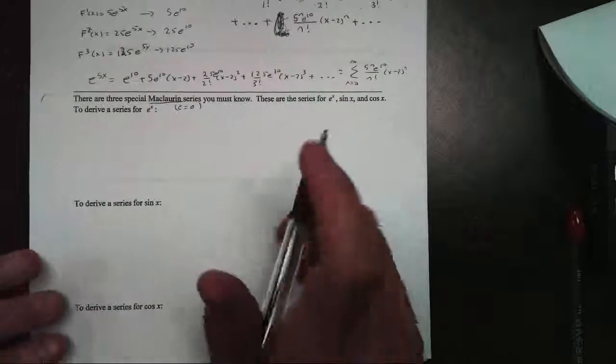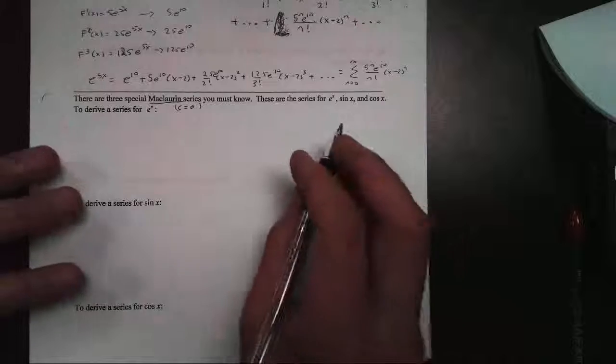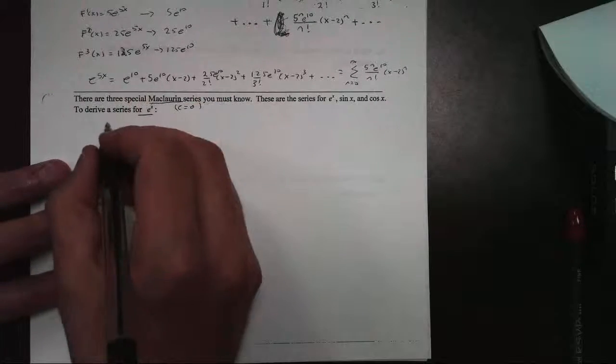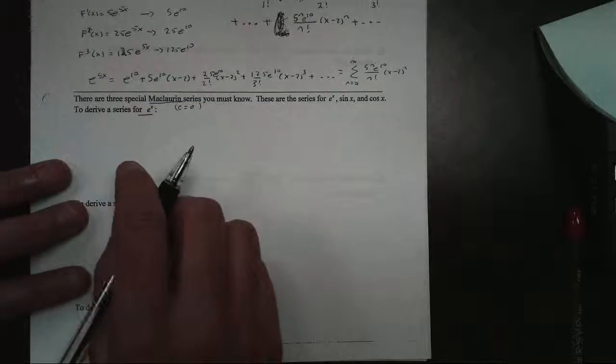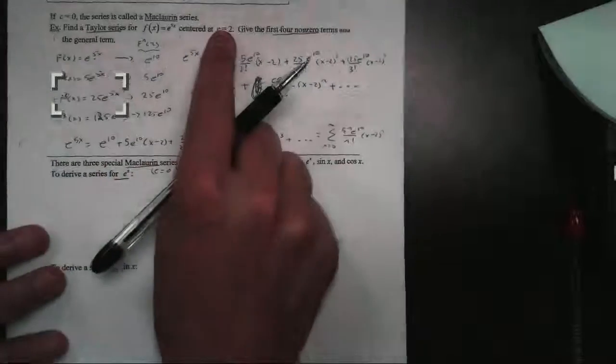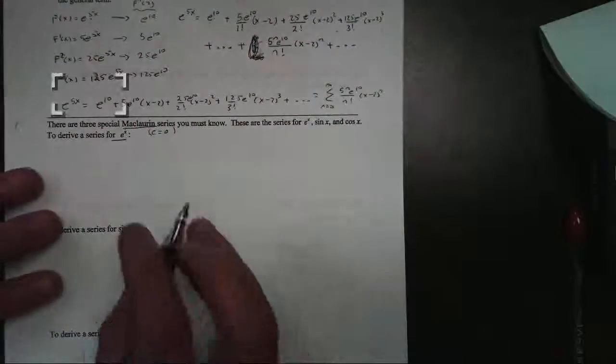The first one is e to the x, followed by sine of x, and then cosine of x. And we're going to generate these real quickly. It won't take us very long. So I'm going to generate the series for e to the x, just like we did in part 1 for that one. The difference is we're not centered at 2, we're centered at 0.